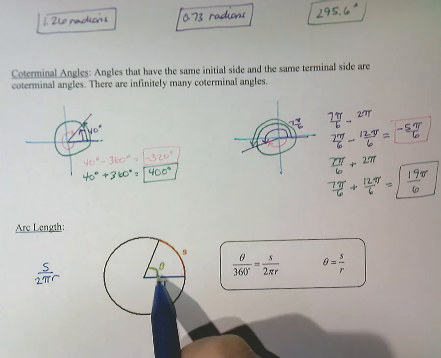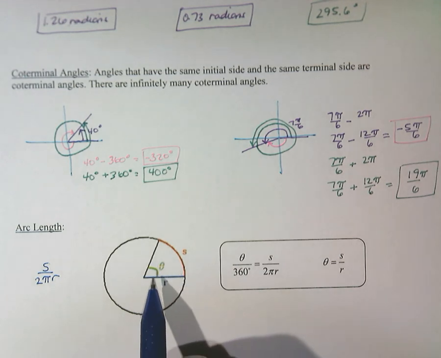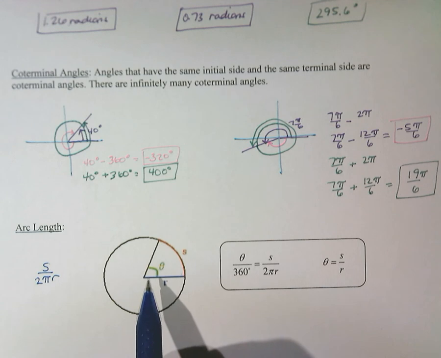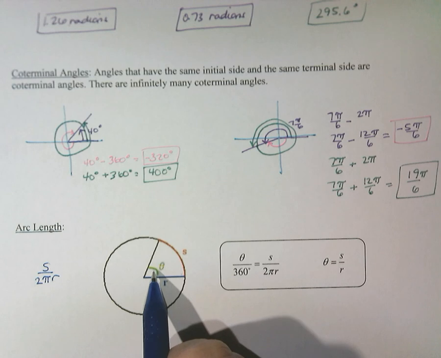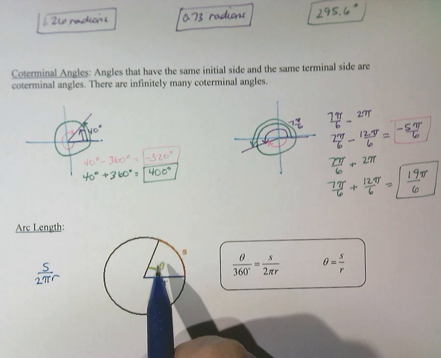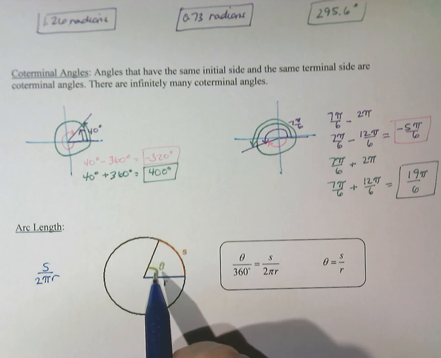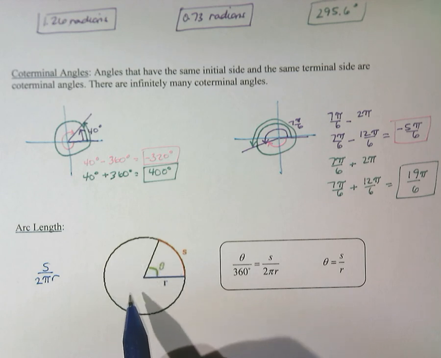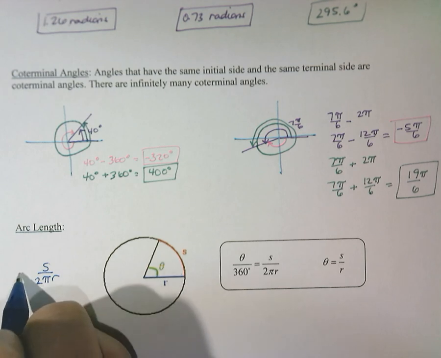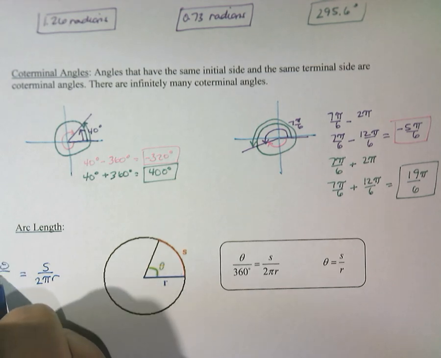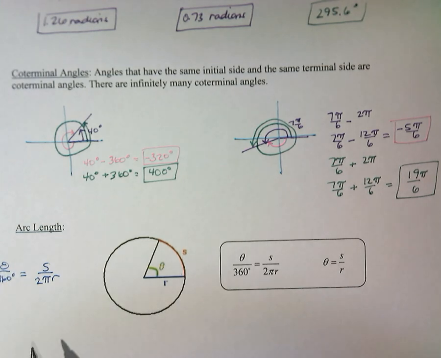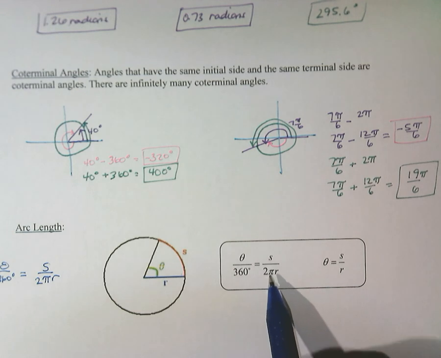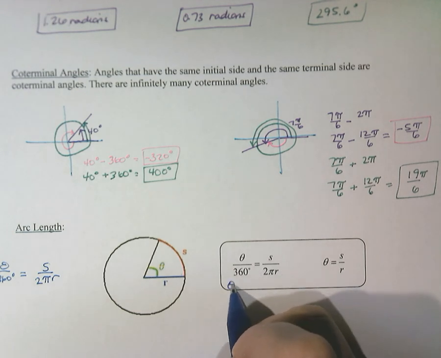This angle here is theta. And we're not going to worry about direction on this. We're just talking about the magnitude of it. So it's going to be a positive number. So this theta, sometimes called the angle subtended, is going to be part of the circle. All the way around this circle is 360 degrees. So we can set up a proportion. Theta over 360 equals S over 2 pi r. That's where this formula comes in. That's when theta is in degrees.